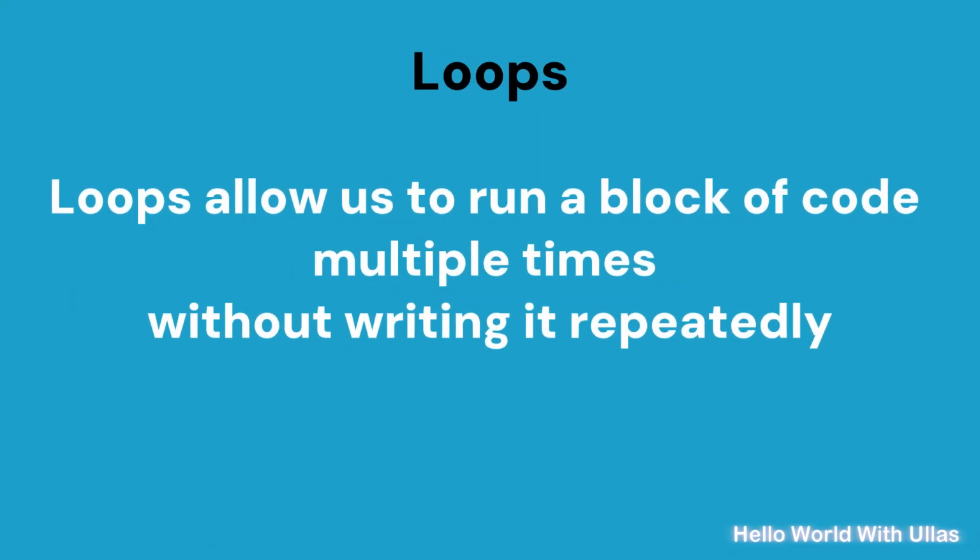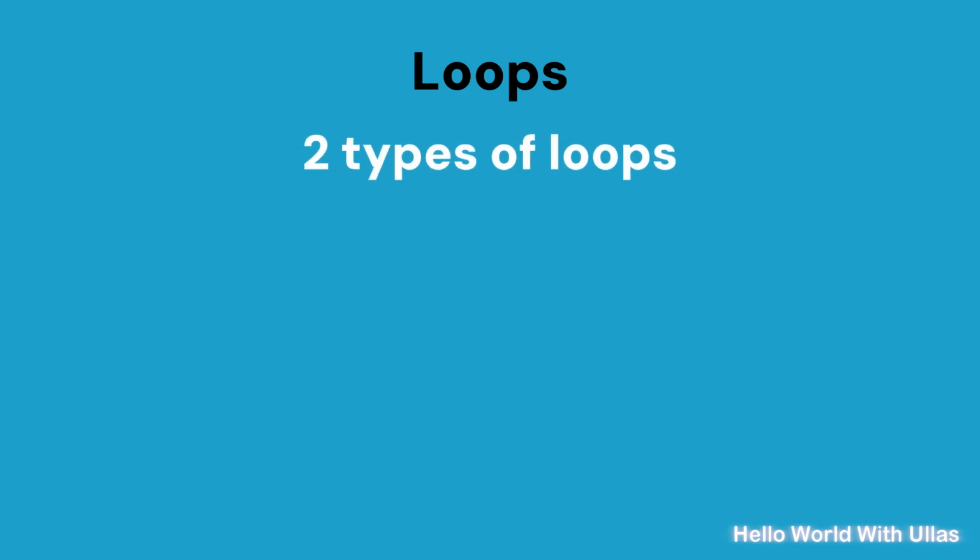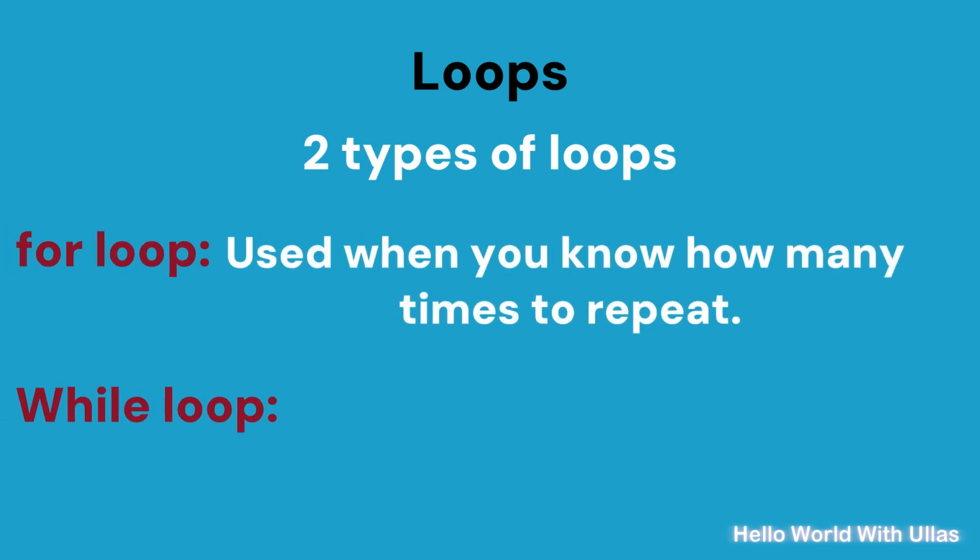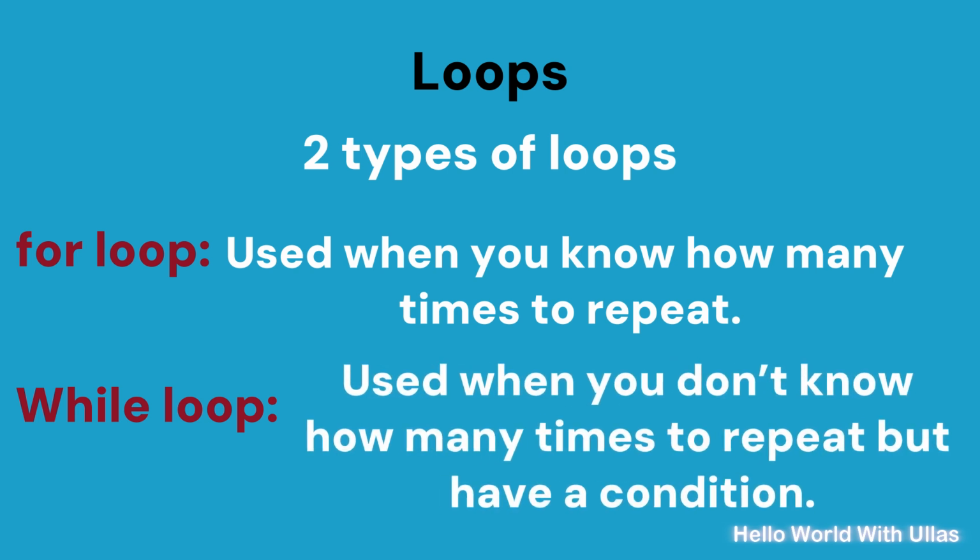Loops allow us to run a block of code multiple times without writing it repeatedly. There are two main types of loops in Python: for loops and while loops. For loops are used when you know how many times to repeat. While loops are used when you don't know how many times to repeat but have a condition. Let's start with for loops.